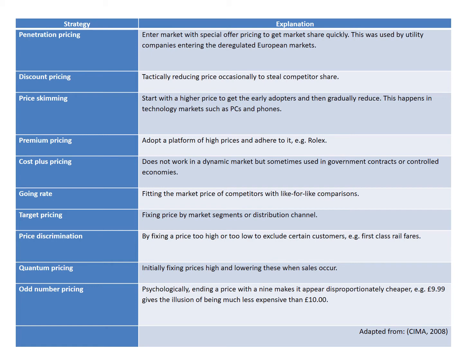Target pricing. Fixing price by market segments or distribution channels. You will have different pricing for the same product for the same target market. Or price discrimination is also like that. Fixing a price too high or low to exclude certain customers or to get some customers sold. Different targeted customers you have, different price discrimination.